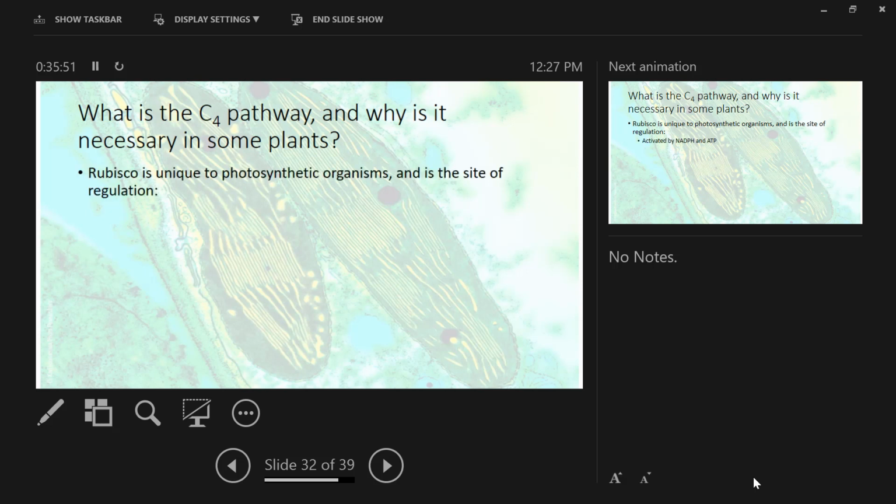So Rubisco, what does that enzyme do again? Yeah, it fixes carbon dioxide onto RuBP. Okay, that's what this enzyme does. This is unique to photosynthetic organisms. You do not find this enzyme other than temporarily. If you eat a plant, you're going to find some of this enzyme in your intestines, especially if you eat the green leafy part of a plant.